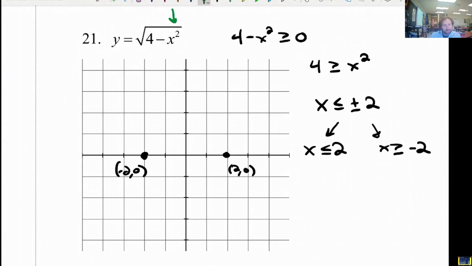What's interesting here is what happens when x is 0. If x is 0, you get the square root of 4, which is 2. So y equals the square root of 4 minus 0 squared. Y is equal to 2. And so you get this.